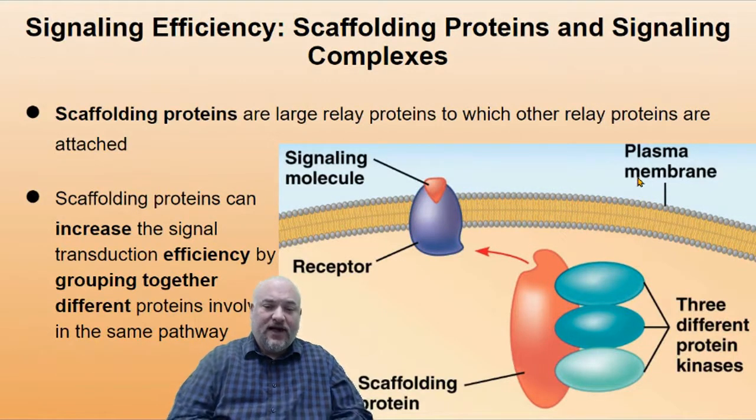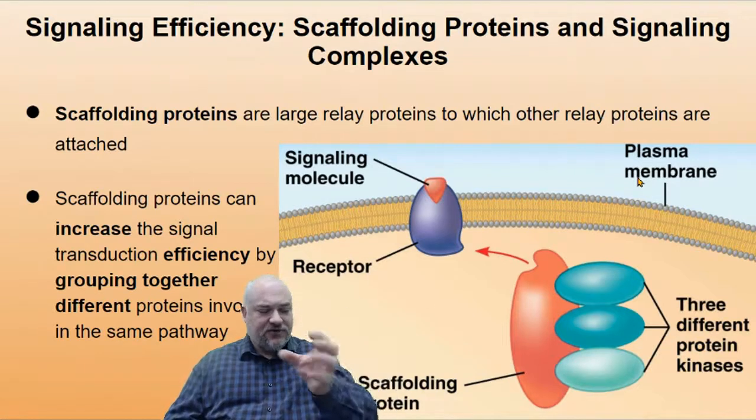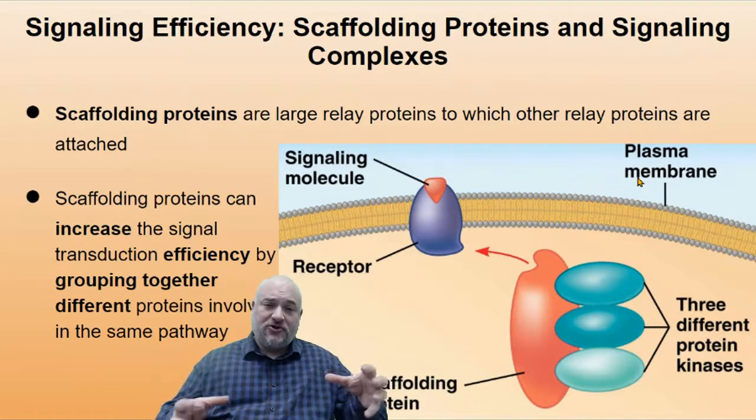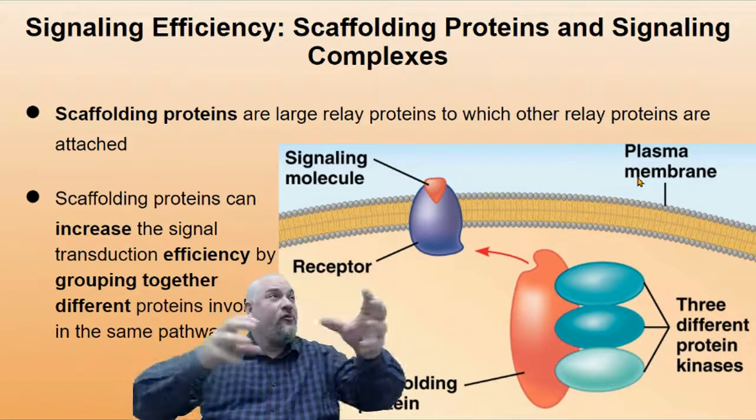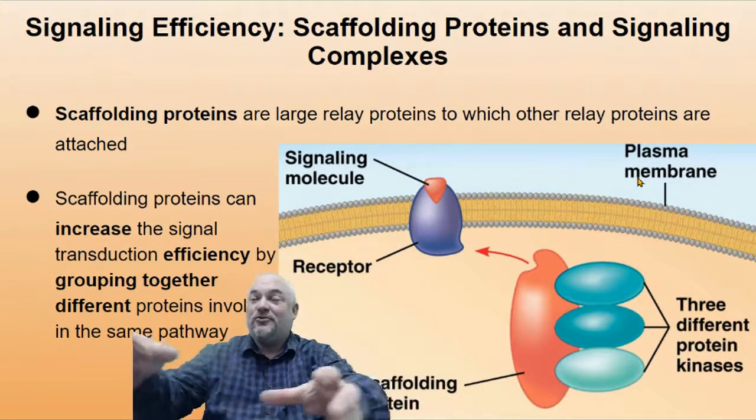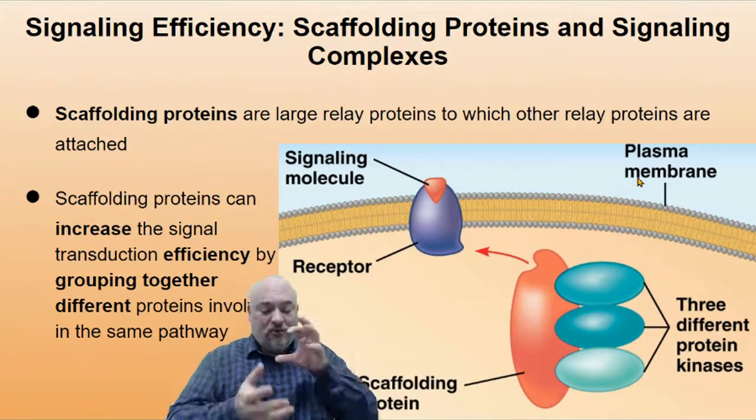Scaffolding proteins are largely relay proteins to which other relay proteins are attached. We want these molecules, since this one triggers the next one, triggers the next one, all right next to each other. They don't have to diffuse around looking for, oh, where is my next relay runner in this race? It's over there, I better go over there. No, they're all right together.